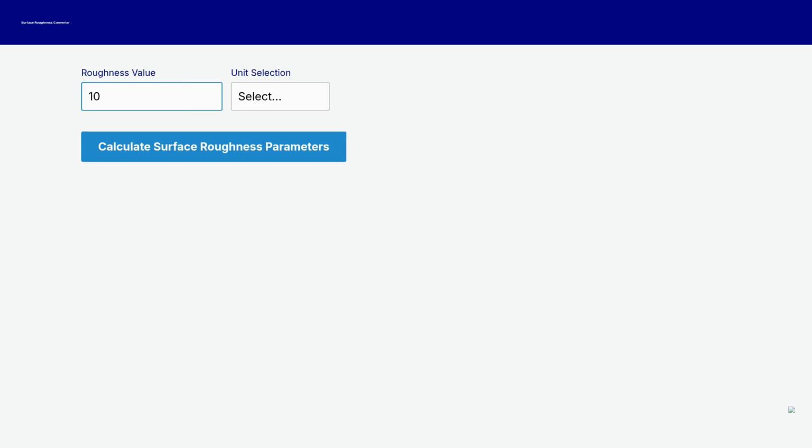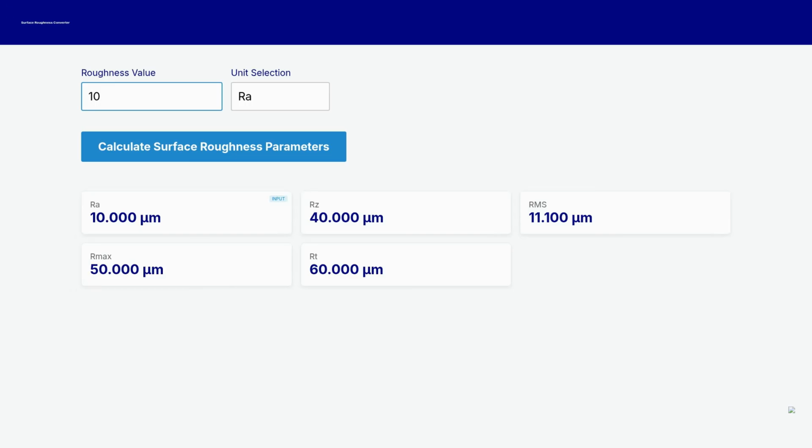The conversion results show all 5 parameters instantly. Our Ra input remains 10,000 micrometers as expected. The converter calculates Rz at 40,000 micrometers, which represents the average peak to valley height. RMS shows 11,100 micrometers, giving us the root mean square deviation. Rmax comes out to 50,000 micrometers, indicating the maximum single peak to valley measurement.